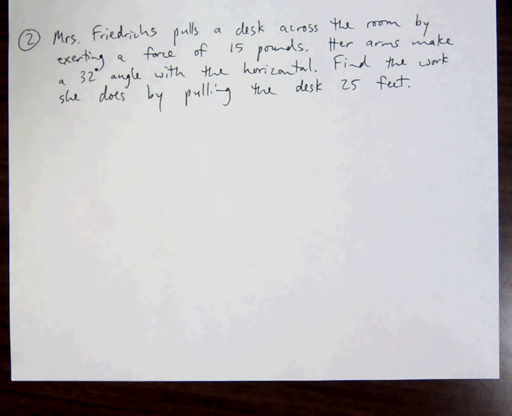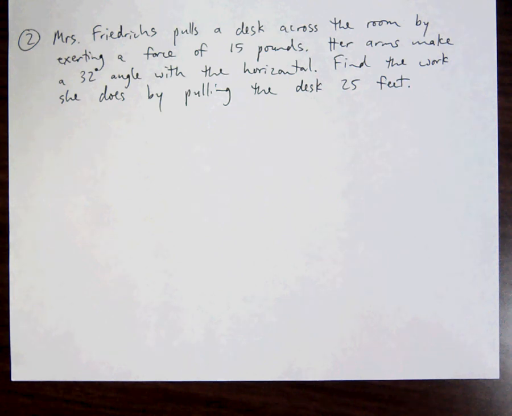Okay, here is an example of one of the work problems. If we read through it: Mrs. Fredericks pulls a desk across the room by exerting a force of 15 pounds on the desk. Her arms make a 32-degree angle with the horizontal. Find the work she does by pulling the desk 25 feet. So think upcoming test, I'm moving the desk around, this is what's happening.